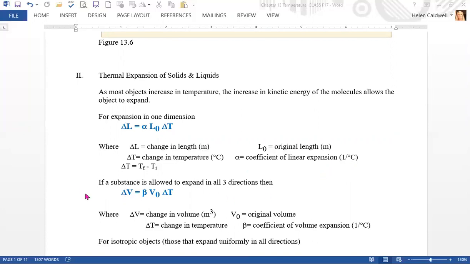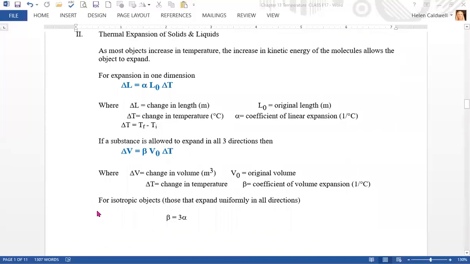If you're changing in volume, the change in volume is equal to beta times V sub 0 times delta T. So delta V is the change in volume, V sub 0 is the original volume, delta T is the change in temperature, and beta is the coefficient of volume expansion. And again, in 1 over degrees Celsius. So if you have an isotropic object, and that's one that expands uniformly in all 3 directions, then beta is the same thing as 3 times alpha.